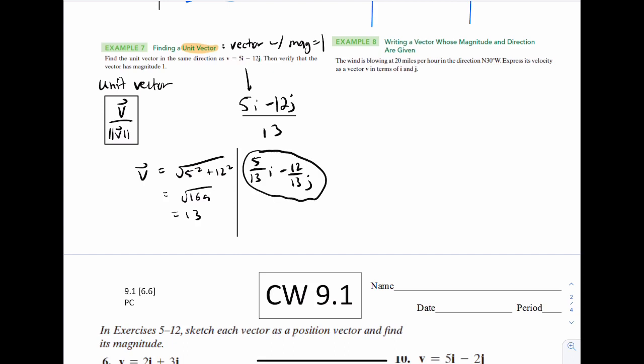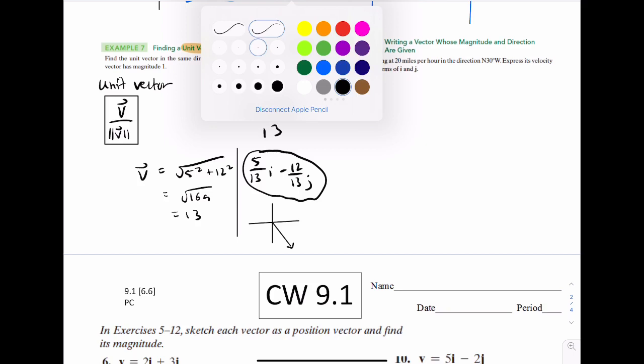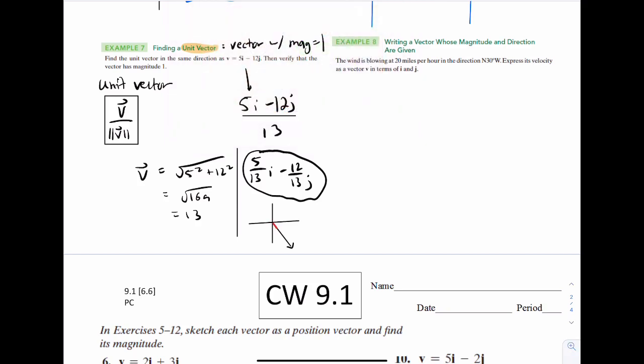So that would be the vector in the exact same direction. So if I were to sketch this, our vector 5i minus 12j would be somewhere over here. The unit vector is going to be in the exact same direction, just a little piece like that, and the length is 1. So that's our unit vector, and again, the length is simply 1 unit.